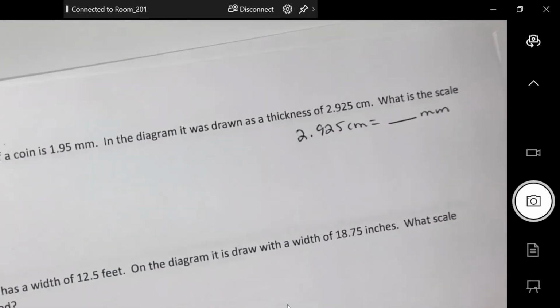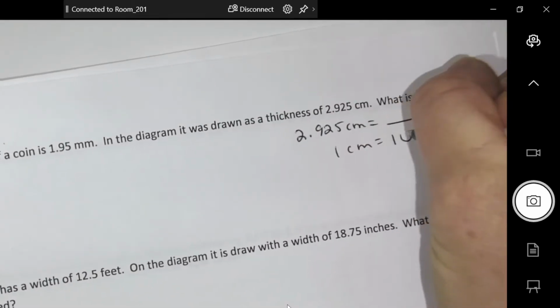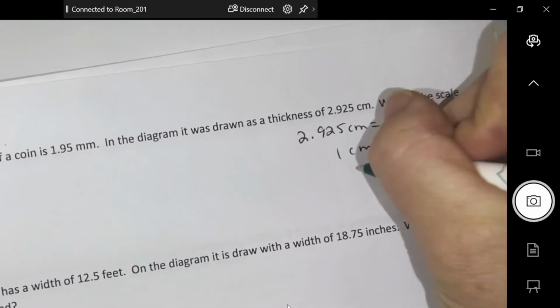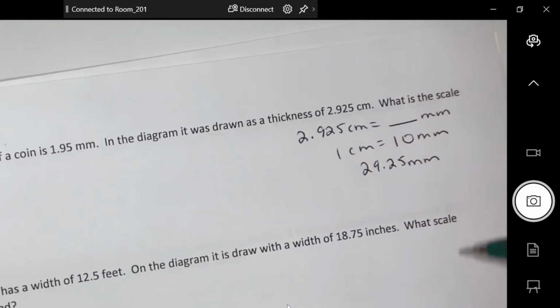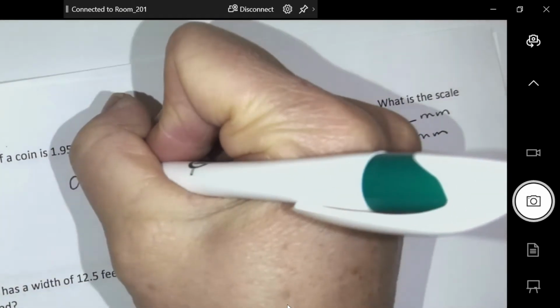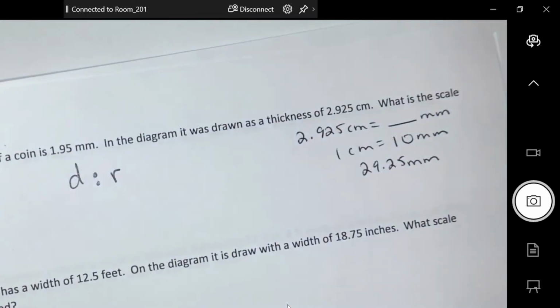You don't need to memorize this, but I'm kind of hoping you might have it memorized. How many millimeters are inside 1 centimeter? 10. Okay, so we got everything in millimeters. So I need to organize this diagram to real. Always diagram to real.